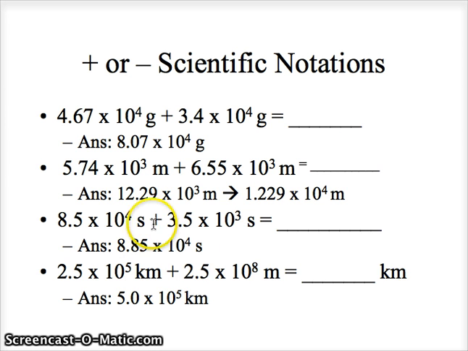So here we have 4 examples of adding or subtracting scientific notations, and the math is not too bad. The first bullet point: 4.67 times 10 to the 4th grams plus 3.4 times 10 to the 4th grams. You make sure that the exponents are the same, and you have to make sure that the units are the same. If the units are not the same, you have to change the units first.